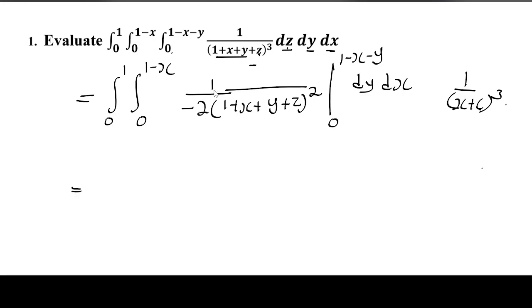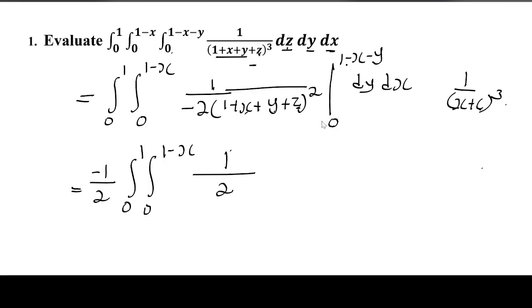Now minus 1 by 2 is constant, so I'll keep that outside the integral. The first two integrals I'll write as they are, 0 to 1 and 0 to 1 minus x. For the remaining part, I'll substitute the limit for z here. z will be replaced by 1 minus x minus y. Then x and y get cancelled, and we'll get 2 only. We'll remain with 1 by 2.